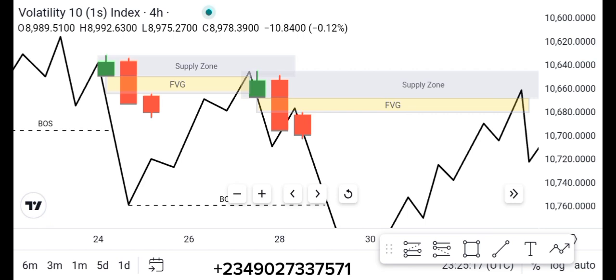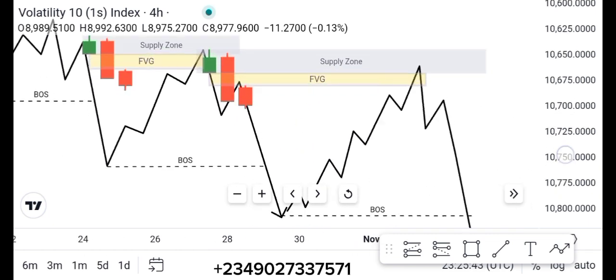Then you can see price pulled back and mitigated the supply zone and broke structure to the downside. After breaking structure to the downside, you can see that a new supply zone was automatically created. You can see the last bullish candle before the bearish candle, and it has imbalance, a fair value gap. So this shows that a supply zone has been formed.